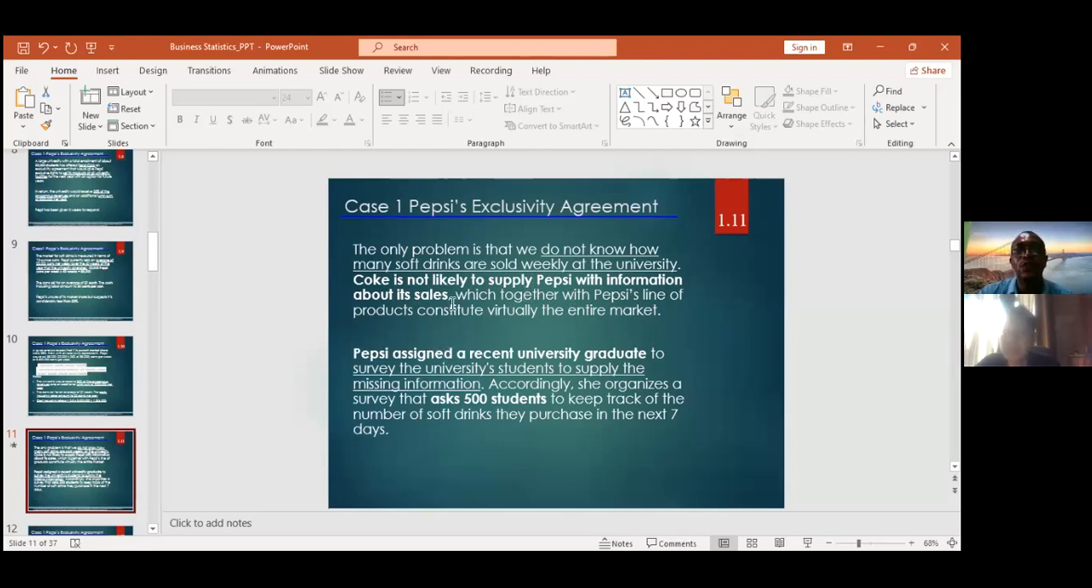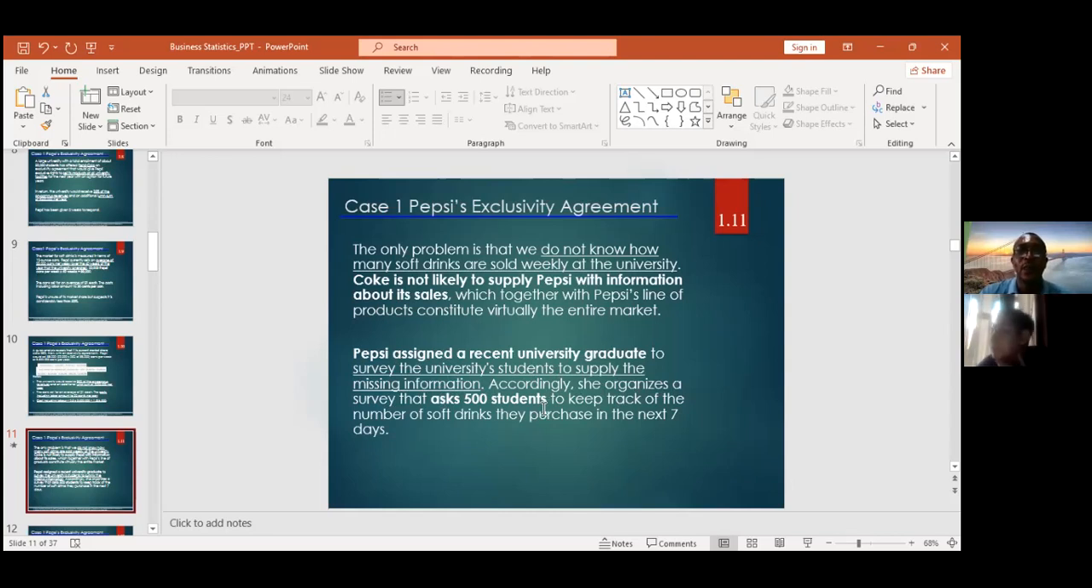So Pepsi tried to solve this problem. So Pepsi assigned a recent university graduate to survey the university students. So now we are moving to another type of statistics, inferential statistics. So this case study will lead us to the next aspect of statistics, inferential statistics. Pepsi will assign a recent university graduate to survey the university students to supply the missing information. So accordingly, she organizes a survey that asks 500 students.